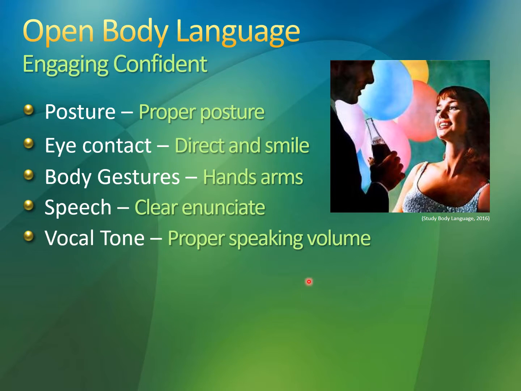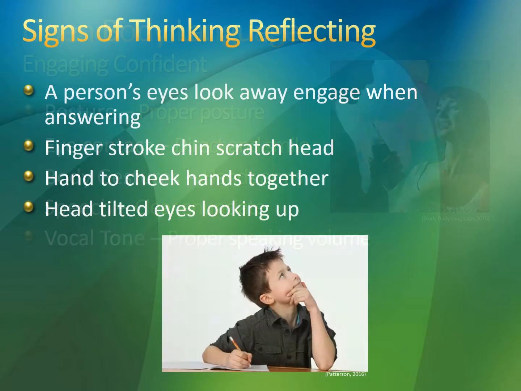Open body language, our first type, is engaging and confident. Posture, the proper posture. As you notice this young couple, they are upright, communicating with each other. They exhibit eye contact with a direct smile. Body gestures, the hands are open and welcoming. Speech is clear and they enunciate. The vocal tone is proper speaking volume.